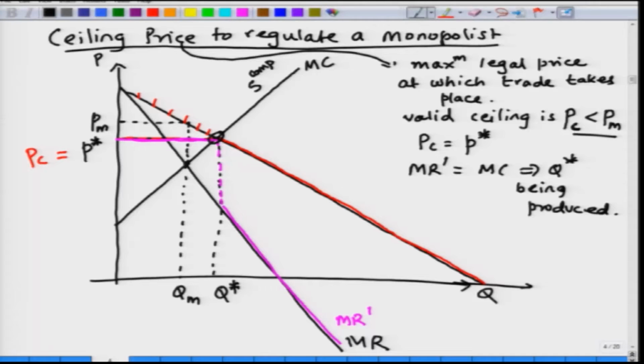The monopolist left to himself would have chosen the price PM. So, we introduce a ceiling price. The ceiling price is the maximum legal price which brings the price down to P star, and at that price P star, the quantity that the monopolist is actually going to choose is going to be Q star.